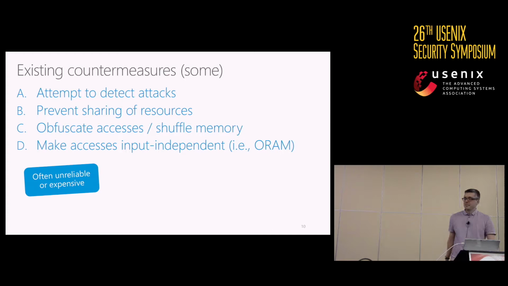Another approach is to obfuscate or shuffle your memory accesses. And finally, there's the approach to make your accesses input independent, often referred to as ORAM. Unfortunately, these things are often either unreliable, so A and C are typically unreliable, or pretty expensive, up to enormously expensive. So B and particularly D are oftentimes very expensive. And our goal was to create something that is as reliable as possible while not being expensive.